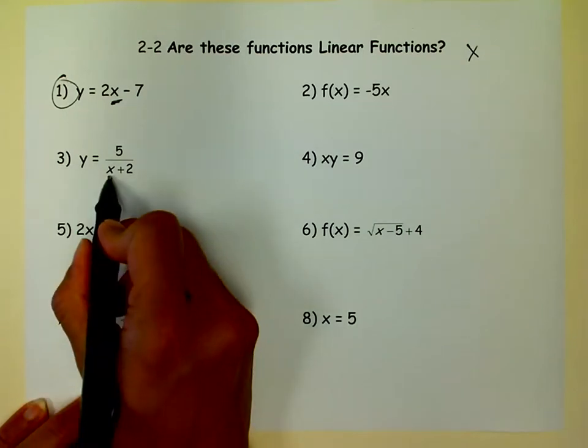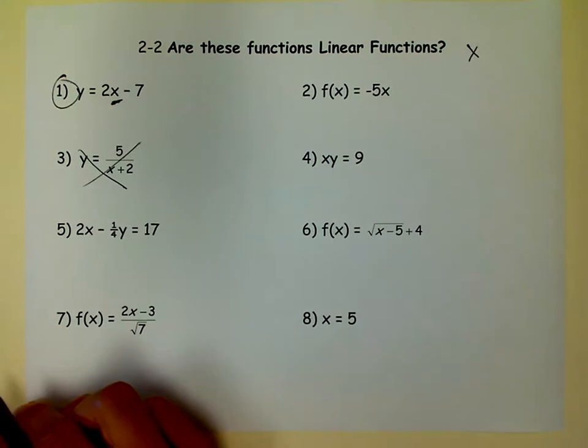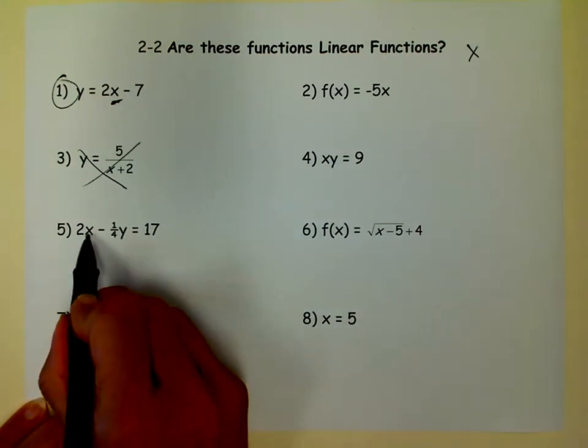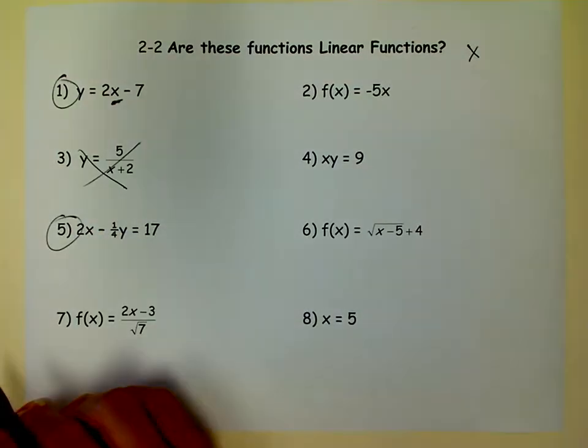This one, 3, has an x in the denominator. Linear functions cannot have x's in the denominator. This one here has an x and a y. There's no squared, square roots. We're good. Has an x and a y.